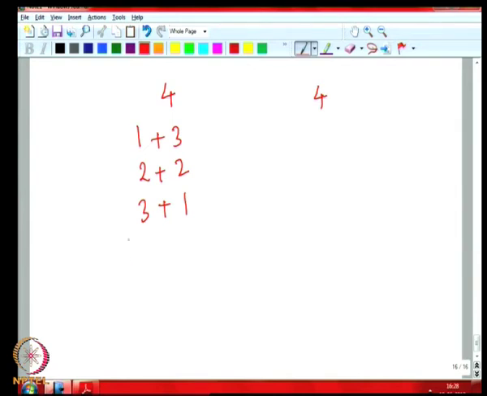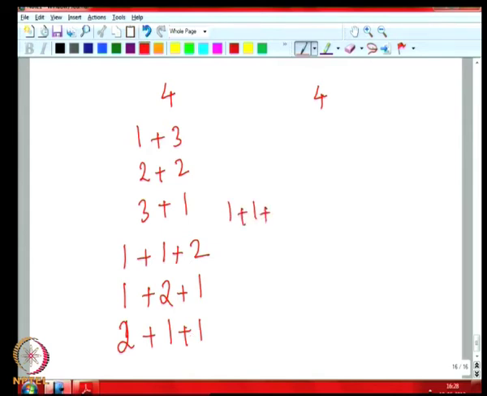Now for instance, I can start with 1 plus 1 plus 2, 1 plus 2 plus 1, and that is it. So we can start with 2 here, 2 plus 1 plus 1, that is all, 4, 5, 6, 7. And we have the composition 1 plus 1 plus 1 plus 1. So this is also 4. So there are 8 compositions, that is 2 to the power 3.